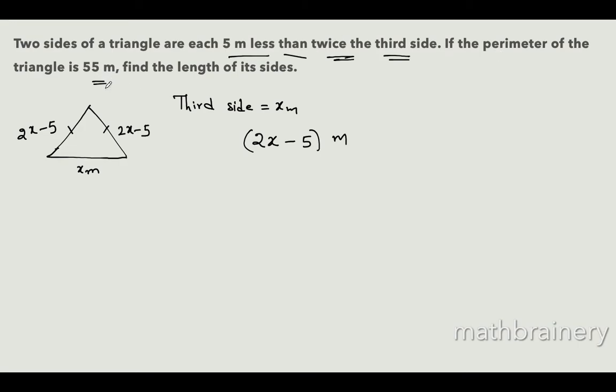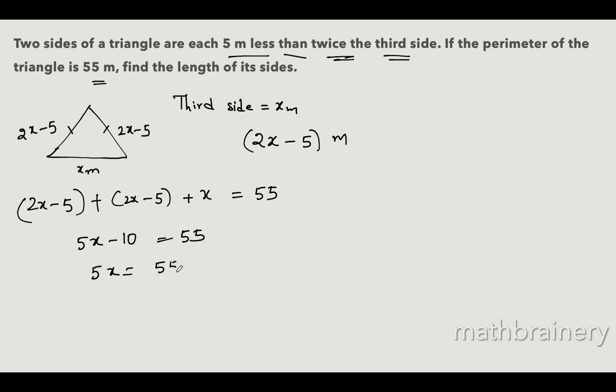What is perimeter? Perimeter is basically sum of all the sides. The perimeter of the triangle is 55 meters. That means the sum of all these sides, that is 2x minus 5 plus 2x minus 5 plus this x, must be equal to 55 meters. Let's simplify this now. 2x plus 2x plus x is 5x. Minus 5 minus 5 is minus 10. This is equal to 55. Let's transpose 10 to the right hand side. You get 5x is equal to 55 plus 10, which is 65.